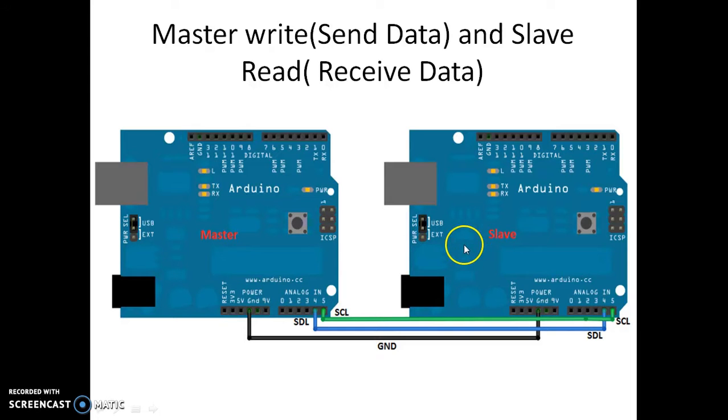First of all, you have to make this simple circuit connection. Connect A5 with A5, this is the SCL line, which means the clock line, and A4 with A4, this is the data line. And you have to connect ground with ground. You have to make it a common ground.